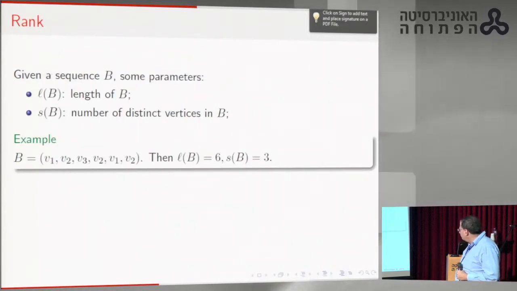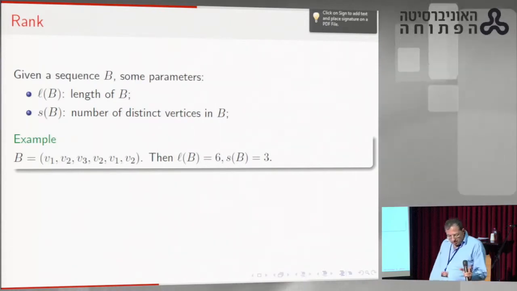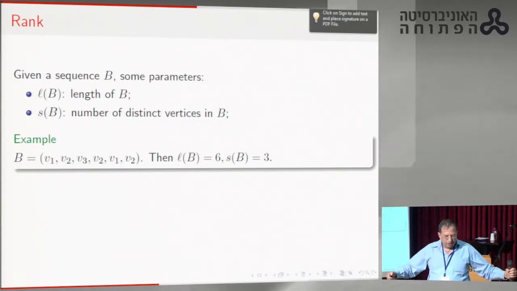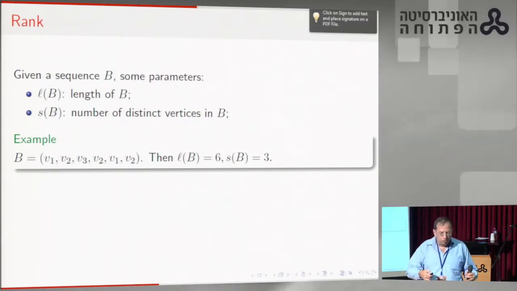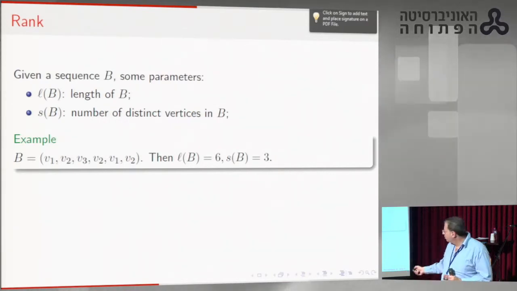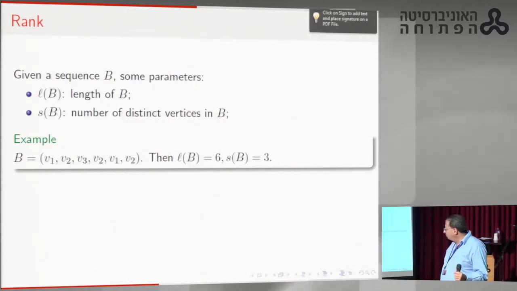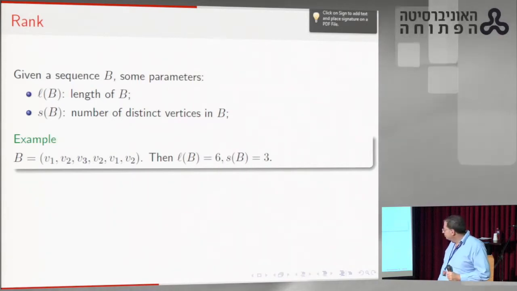Okay, so some parameters will come in the calculation. It will turn out that it won't be enough to just work with these blocks of length 2n, because if the rank is much lower than 2n, we'll want to focus on shorter subblocks. So given a shorter subblock b, L of b will denote its length, and S of b will be the number of distinct vertices that occur in the block.